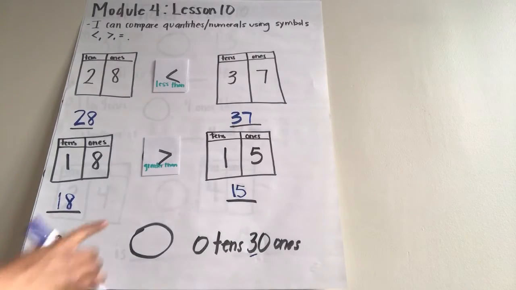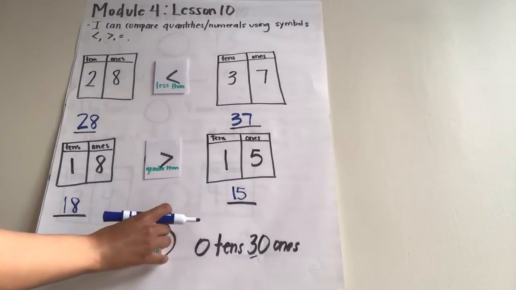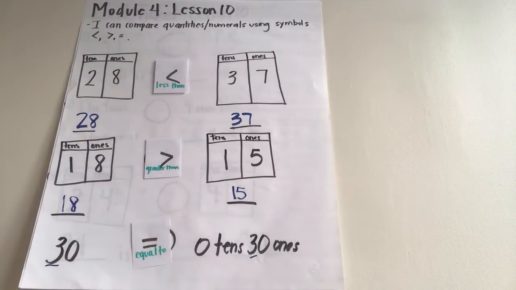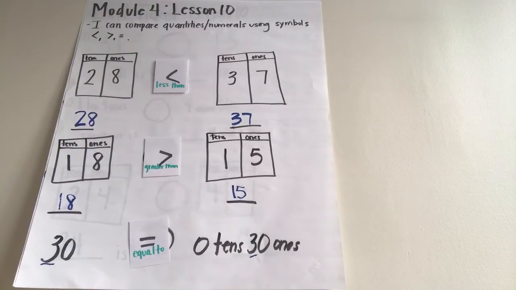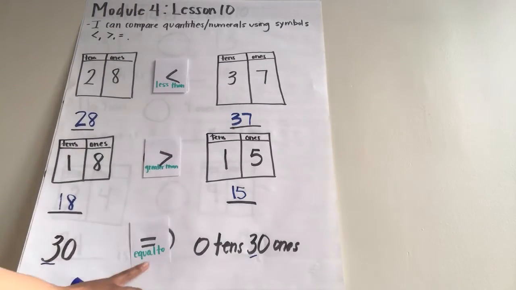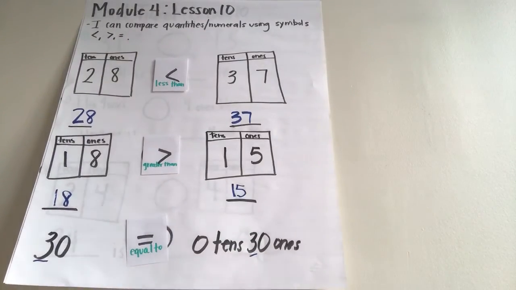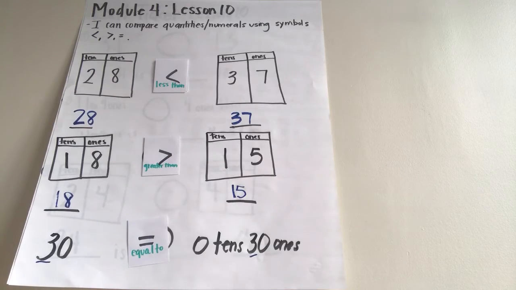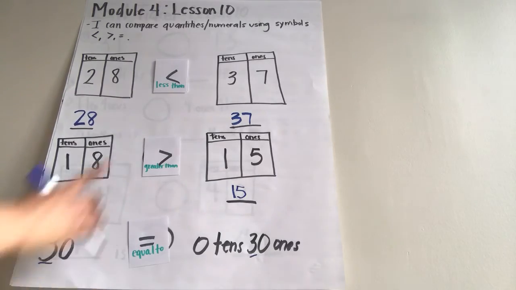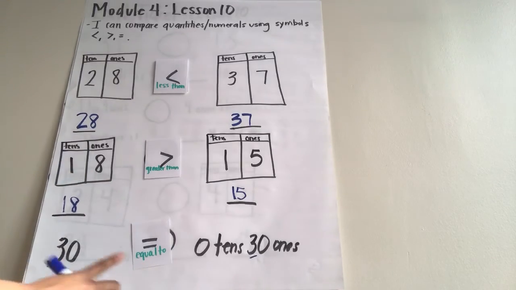So since they're the same on both sides, I'm going to use this symbol. We call this symbol equal to, which tells me that 30 is equal to 0 tens, 30 ones. So now we've compared numbers using our math symbols: less than, greater than, and equal to.